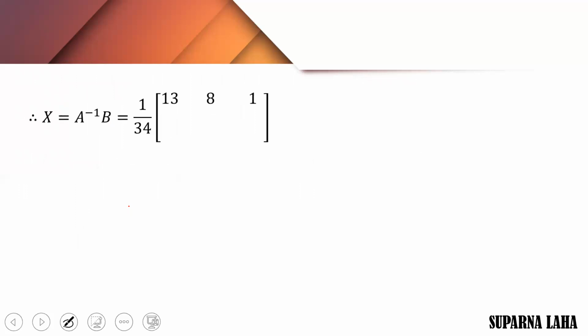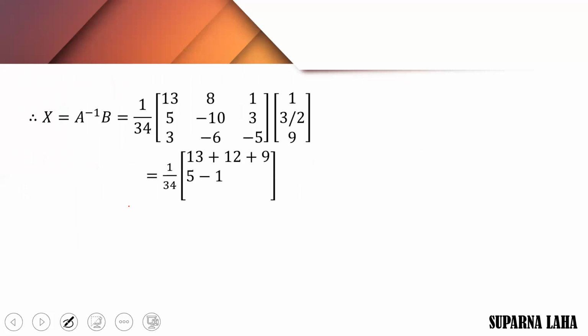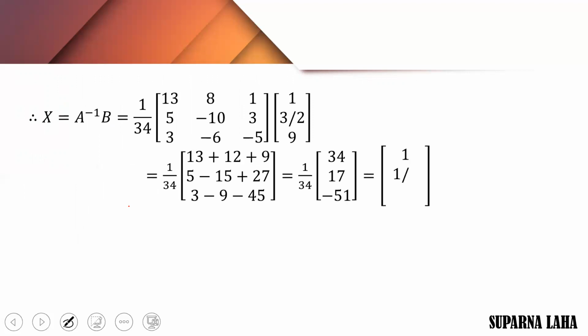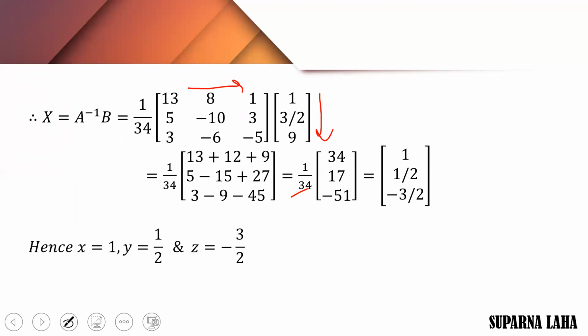A inverse into B. So write down A inverse and write down B and just simply multiply them row with column, and then take this 1 upon 34 inside. So value of x is 1, value of y is 1 upon 2, and z is minus 3 by 2. Okay, I'm not explaining the calculation since it's your job, so do it.